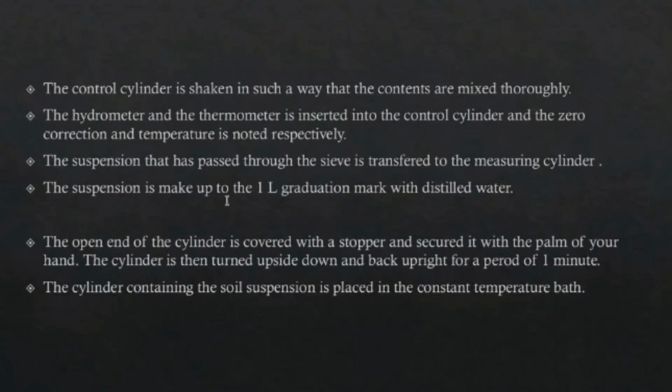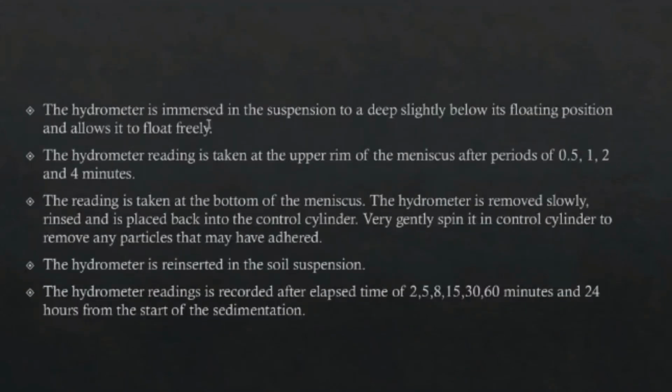The suspension is made up to the 1 liter graduation mark with distilled water. The open end of the cylinder is covered with a stopper and secured with the palm of your hand. The cylinder is then turned upside down and back upright for a period of 1 minute. The cylinder containing the soil suspension is placed in a constant temperature water bath. The hydrometer is immersed in the suspension to a depth slightly below its floating position and allowed to float freely. The hydrometer reading is taken at the upper rim of the meniscus after periods of 0.5, 1, 2, and 4 minutes. The reading is taken at the top of the meniscus.